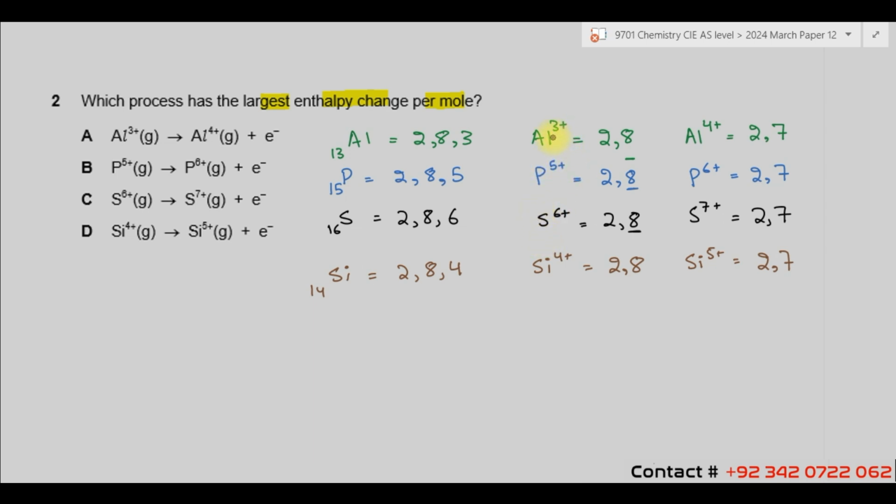Now, the greater the positive charge on the cation, the stronger will be the force of attraction between nucleus and electrons. So it means the highest energy would be required to remove an electron from sulfur 7 positive. This is because the charge is the greatest. So the greater the positive charge, the greater will be the enthalpy change per mole. Correct answer is C.